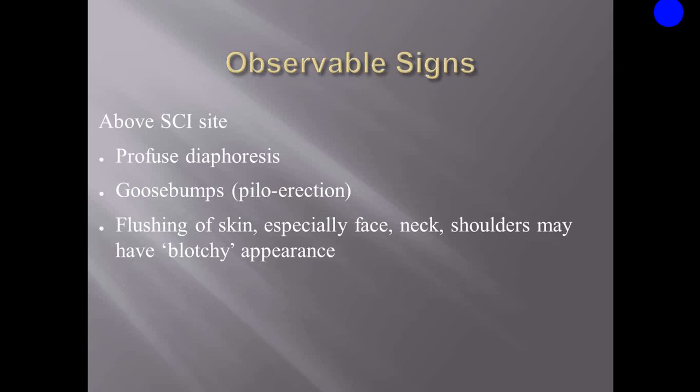The observable signs, which we can observe above the spinal cord injury site: profuse diaphoresis occurs in the patient above the spinal cord injury site. Goosebumps, which is piloerection, and flushing of the skin, especially the face, neck and shoulders, which may have a blotchy appearance.